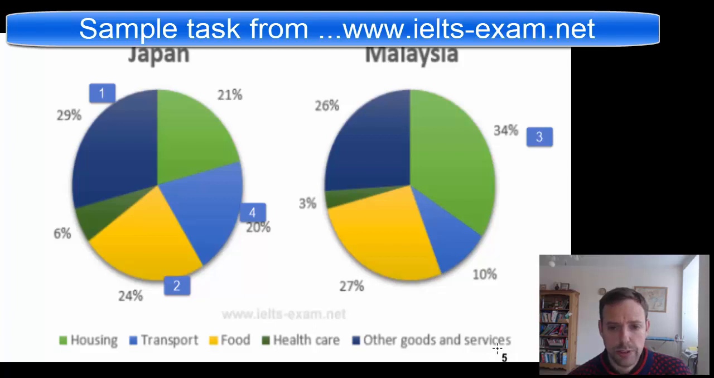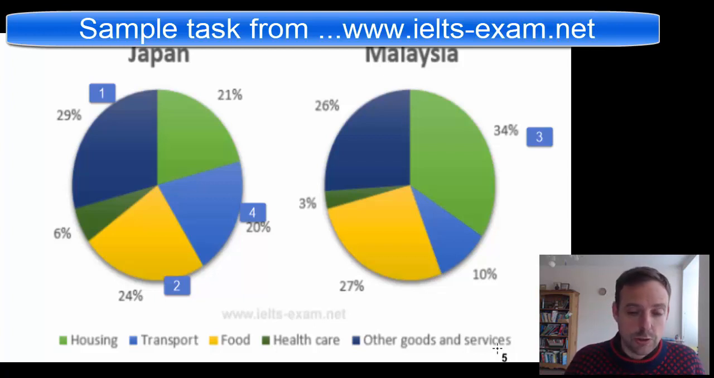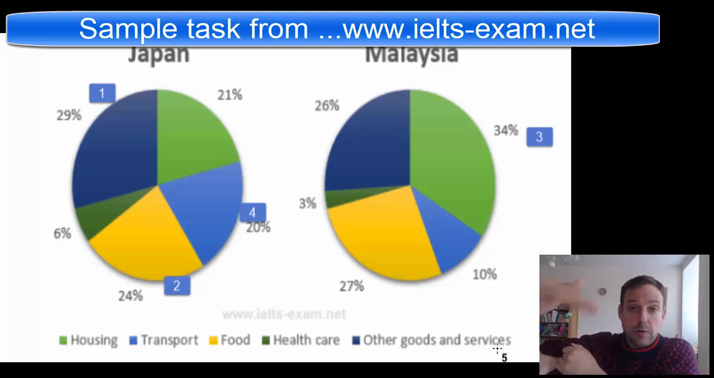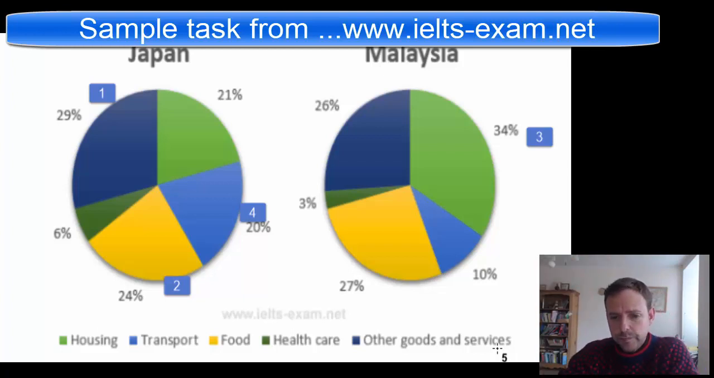Yeah, and that real big difference, the two big different ones were the transport. So, yeah, as predicted, transport in Japan is twice as big as in Malaysia. And don't forget, you need to be careful, the percentage of the household expenditure is twice as big. So you can't say that people in Japan spend more money on it. I mean, it's probably true, but the graph doesn't tell us that. The graph just tells us that a bigger percentage of the total is spent. We don't know how much actual money.